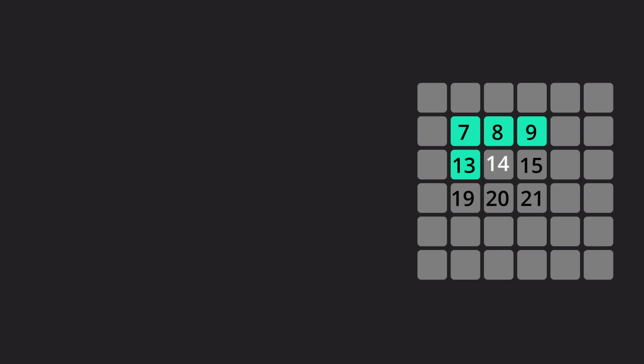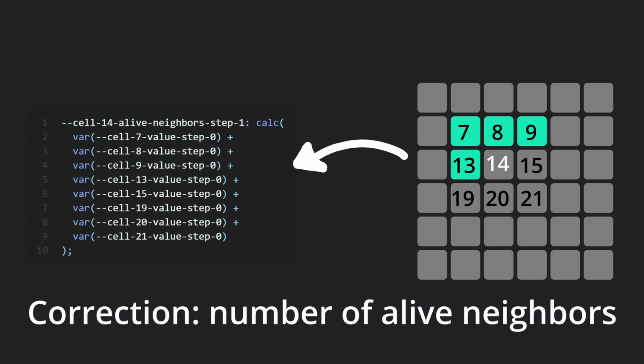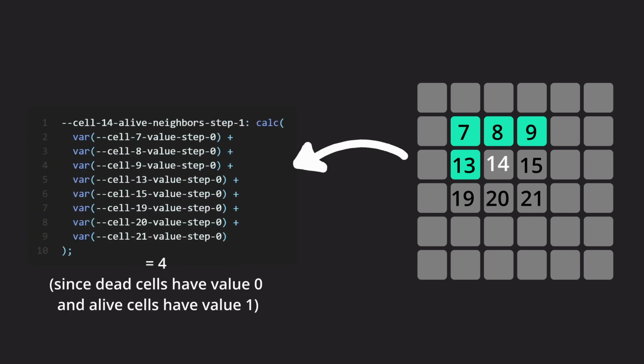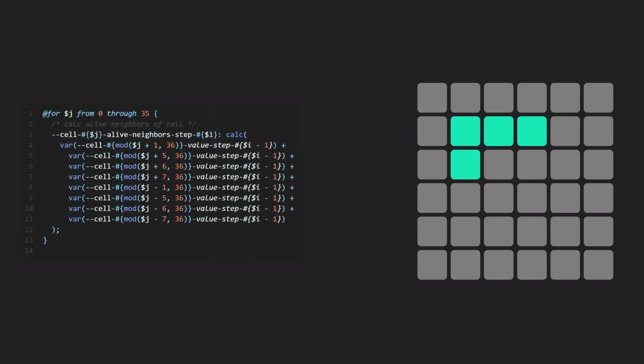To implement these rules, we first have to calculate the number of neighbors each cell has. This is done easily by adding the values of all its neighboring cells. We will save this value as a custom property. We can generalize this for every cell using a Sass loop by calculating the mod of the number of cells, so our board wraps around the edges.